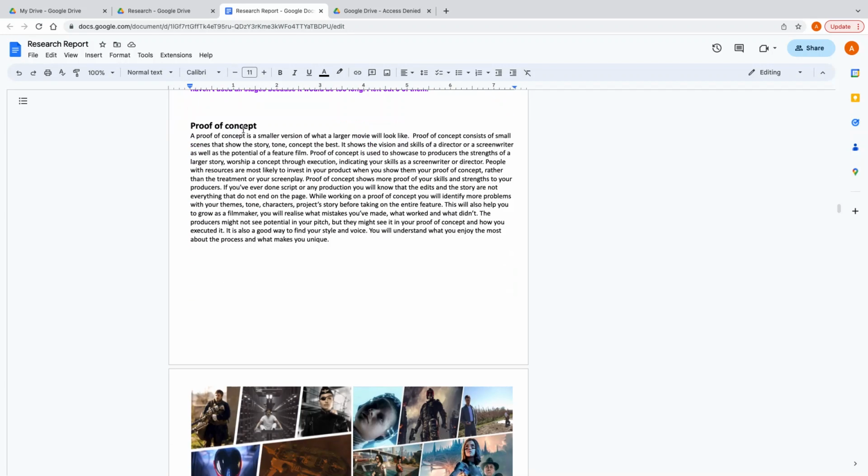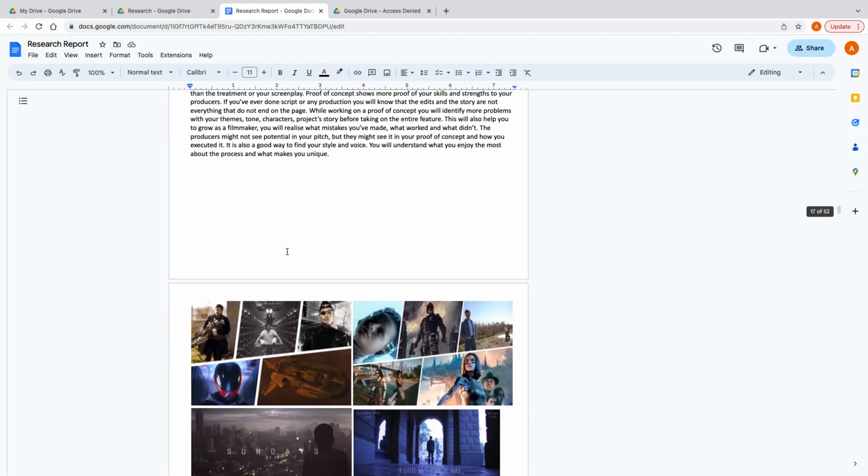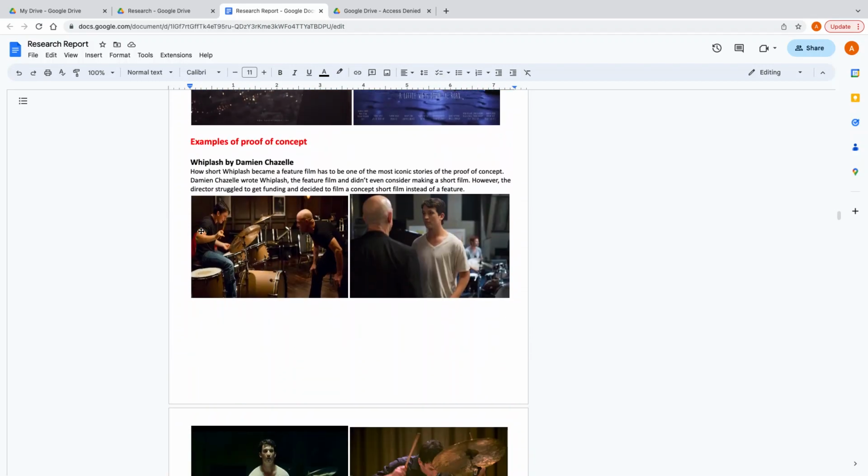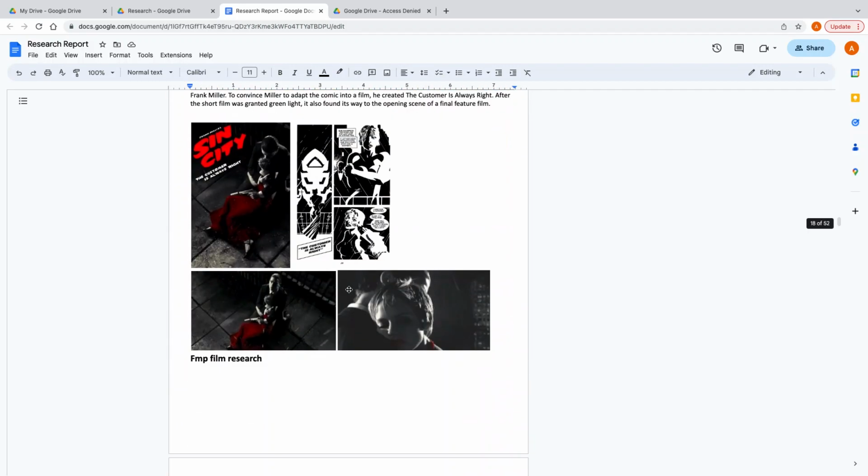And this is the proof of concept research, which I wrote about two days ago, basically, because I changed my film to a proof of concept, and I found examples as well.